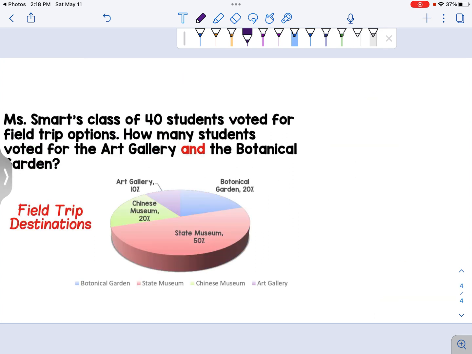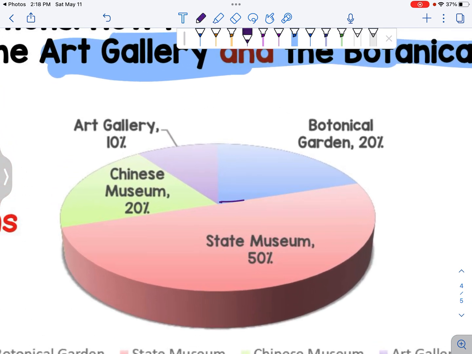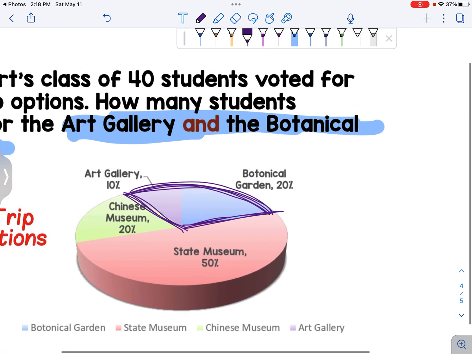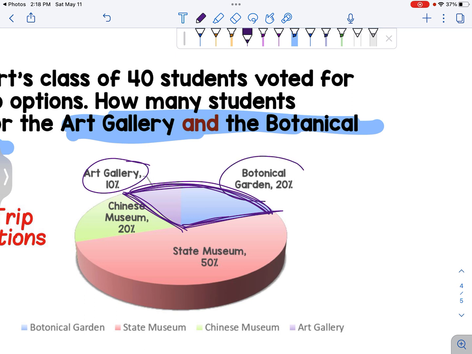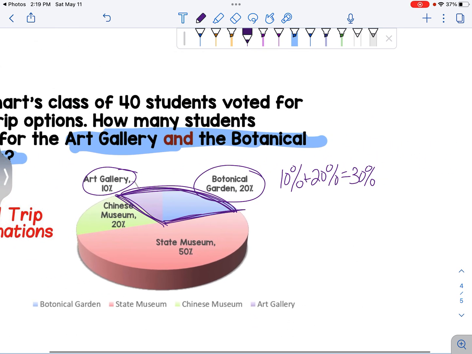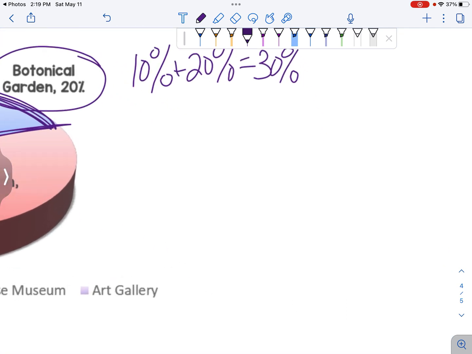One last example. Ms. Smart's class of 40 students voted for field trip options. How many students voted for the art gallery and the botanical garden? Everybody got one vote, but right now we're saying these two chunks right here, how much together do they make? I can see that the art gallery is 10%, the botanical garden is 20%. 10% plus 20% is 30%. So we need to find 30% of 40, and then we'll have our answer.